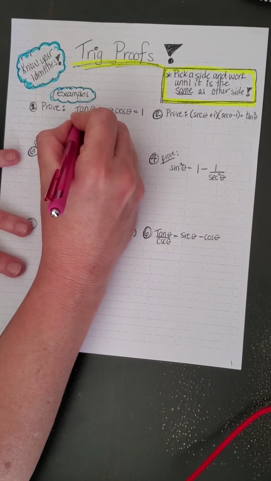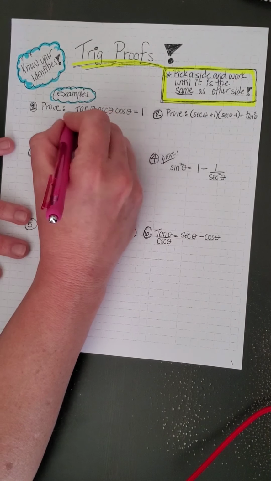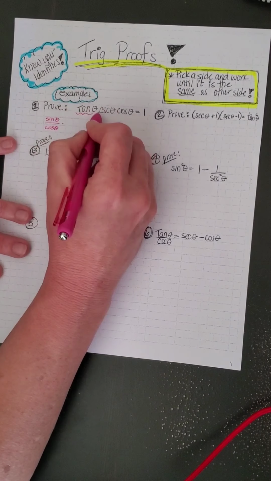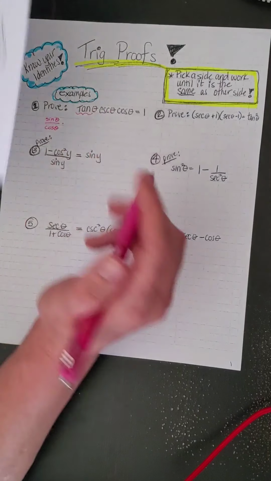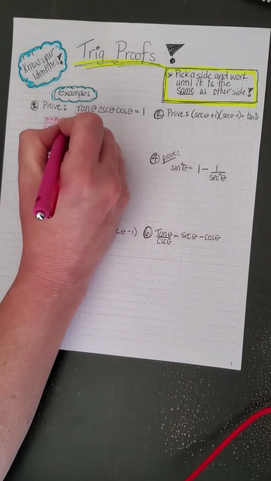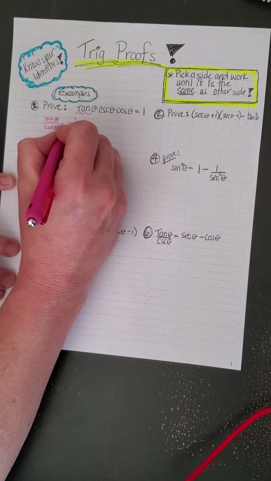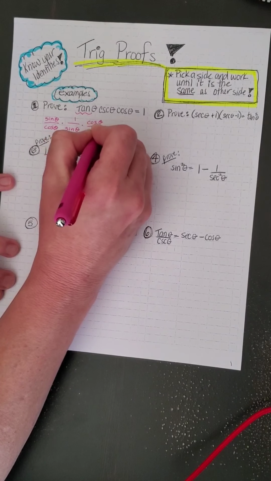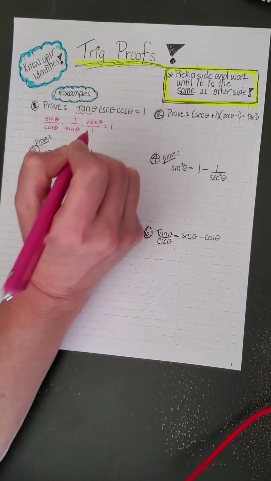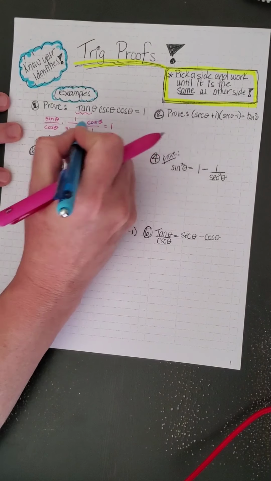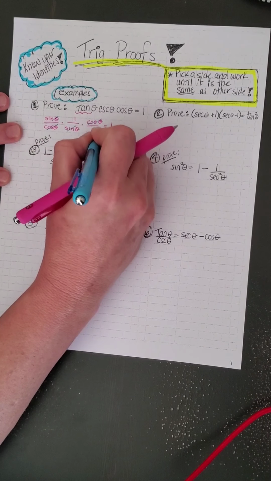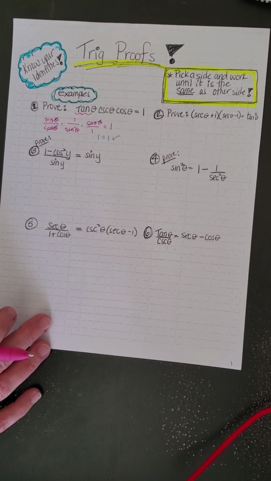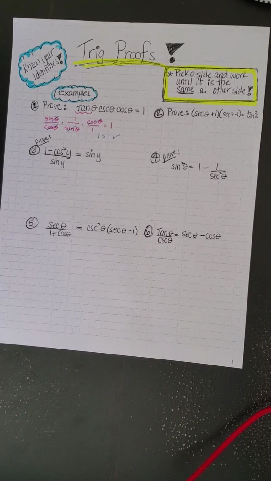All right, so I'm going to rewrite tangent as sine over cosine. So sine theta over cosine theta times cosecant. Going back to my chart, cosecant is 1 over sine, and then times cosine, which is cosine over 1. And that's supposed to equal 1. What I notice is that these will reduce, and I get that 1 equals 1. Check, done. Wasn't that super simple? That was a beautiful trig proof.